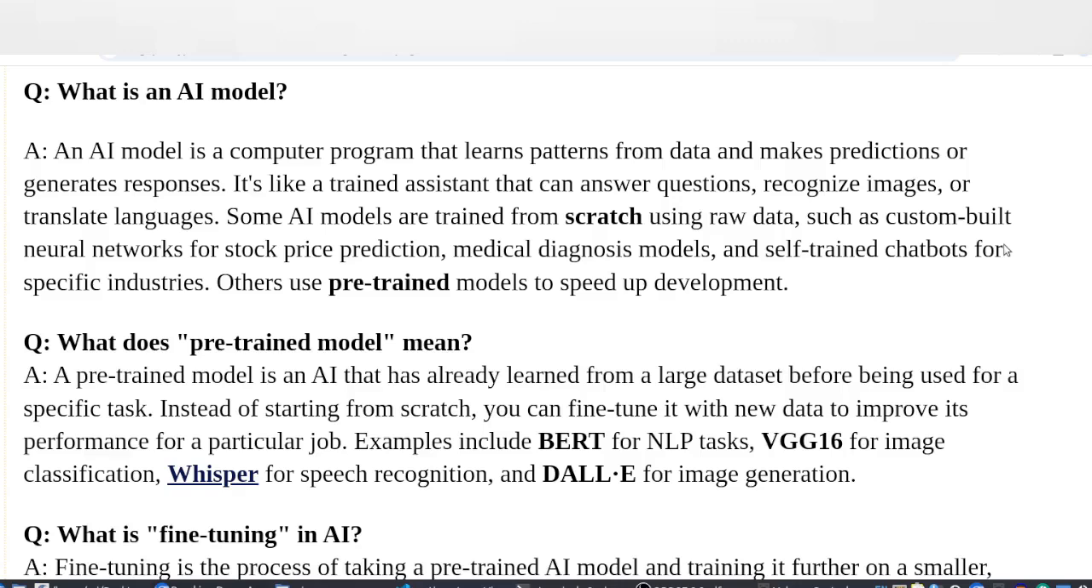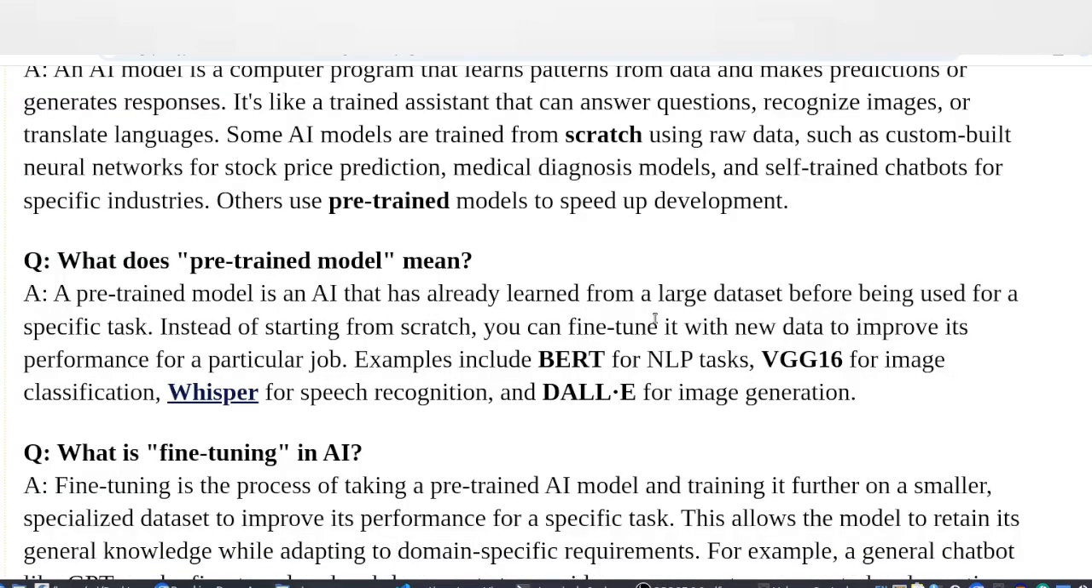Some AI models are trained from scratch using raw data, and we already have a lot of pre-trained models also, so that we can start doing the development quickly without spending time training the models. Okay, but we have to do some kind of fine-tuning to make it work for us.